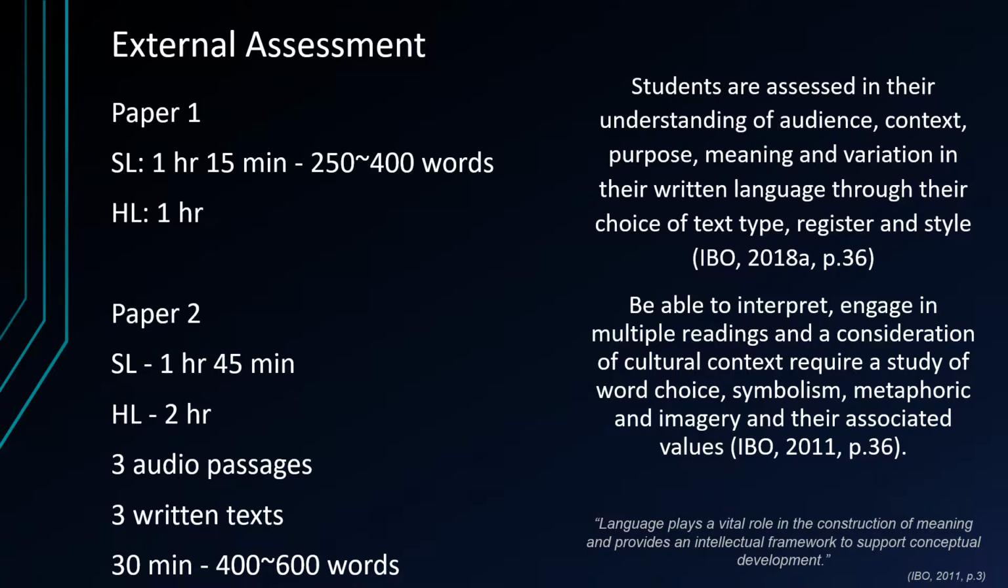Each of these writing tasks has a set audience, context, and purpose, aiming to assess the students in their ability to write for different purposes. It also requires demonstrating their understanding of text type, register and style for the audience, the context, and the purpose of the written text. Paper 2 is divided into two sections of listening comprehension and reading comprehension.